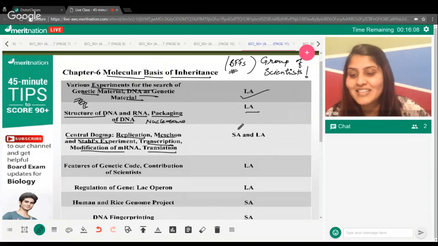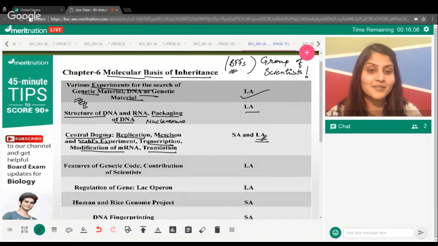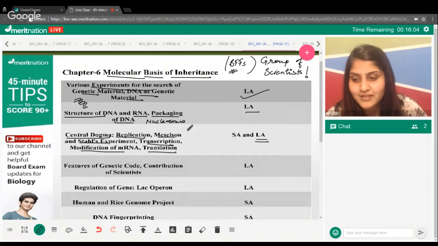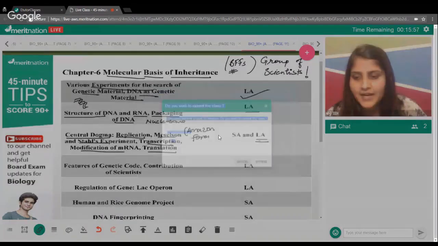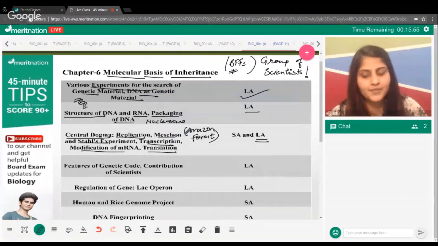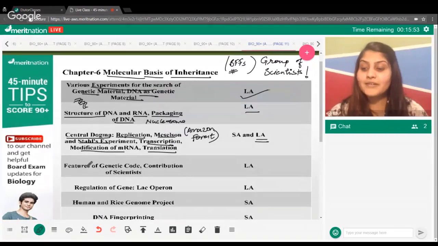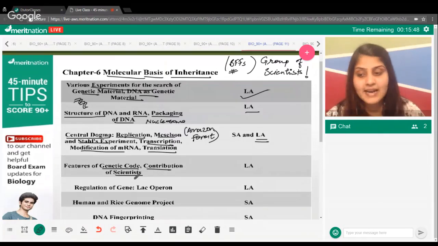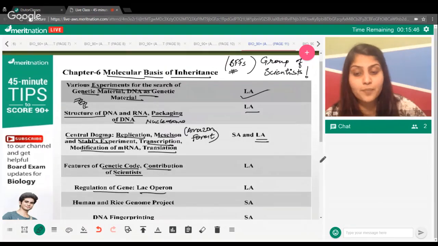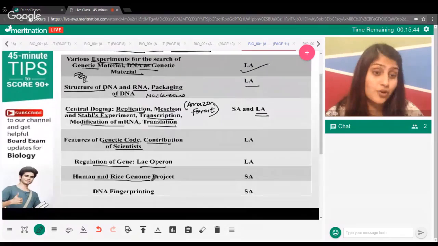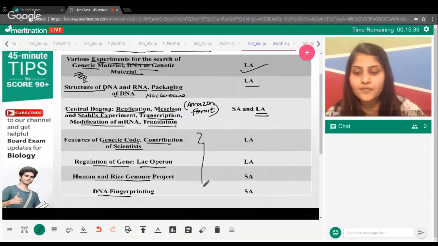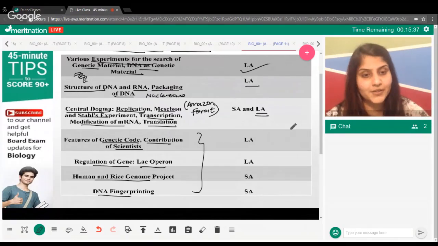Okay, so again, you need to prepare it for a long answer. All right, so this is your Amazon forest. You are stuck in the Amazon forest. Read Central Dogma and you are going to be rescued. Okay, coming on to your genetic code features, right? Contribution of scientists in that, regulation of gene and lac operon, again human and rice genome project, and DNA fingerprinting. Please make sure you understand all of these on the basis of your long answer question.